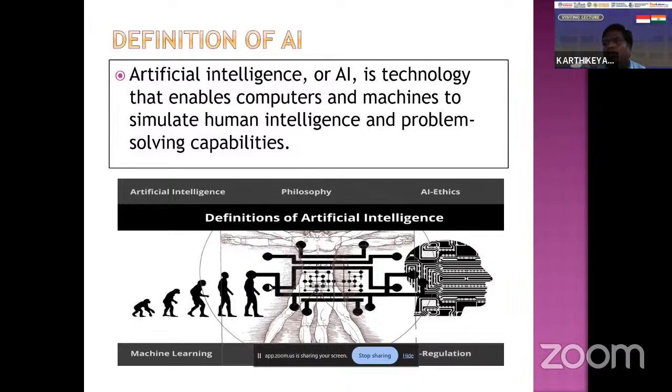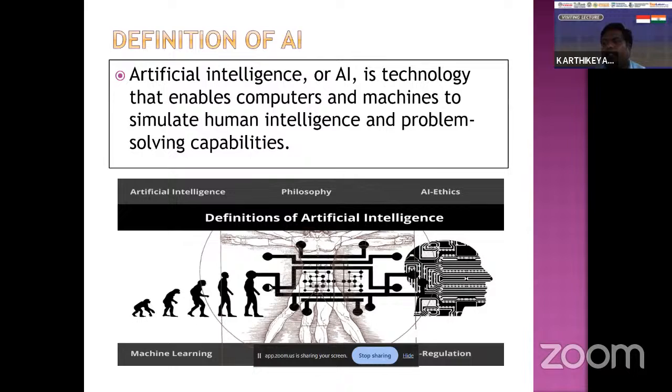What is AI? AI means to develop computer systems capable of performing tasks that typically require human intelligence. The tasks include understanding natural languages, recognizing patterns in data, learning from experience, and making decisions based on that understanding. AI encompasses a wide range of techniques and approaches, including machine learning, deep learning, natural language processing, computer vision, robotics, and expert systems.